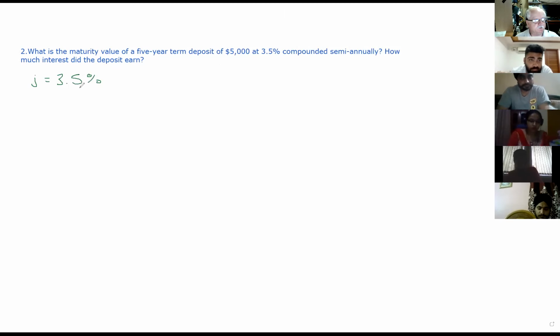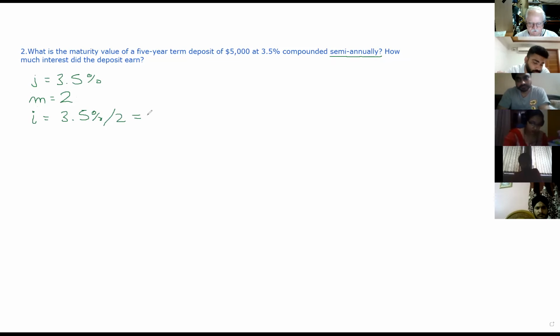The number of compounding periods, M, it's compounded semi-annually. So how many compounding periods are there in a year? 2. Given these two pieces of information, we can calculate the periodic rate of interest. It's 3.5% divided by 2, 1.75%.